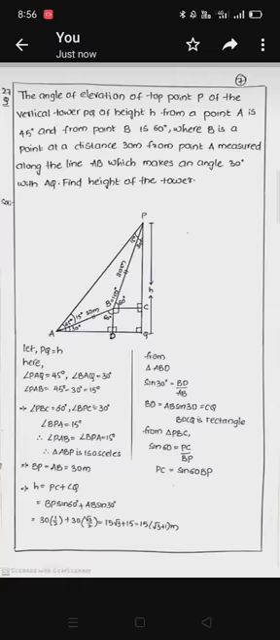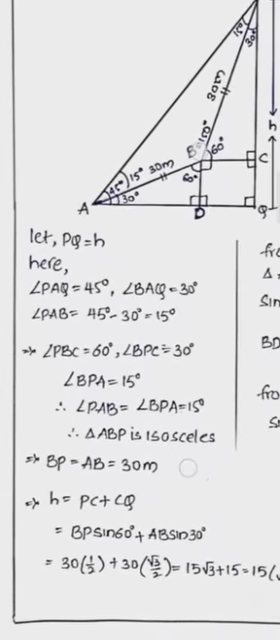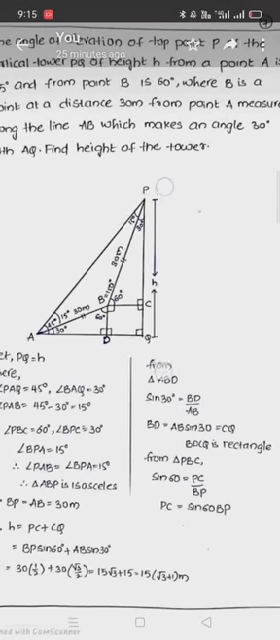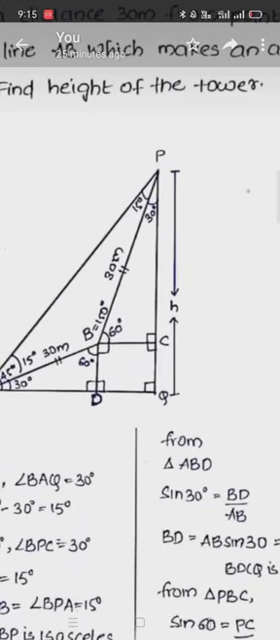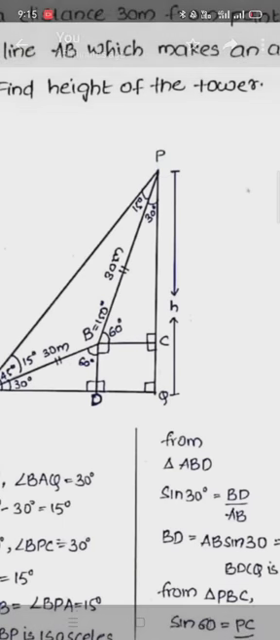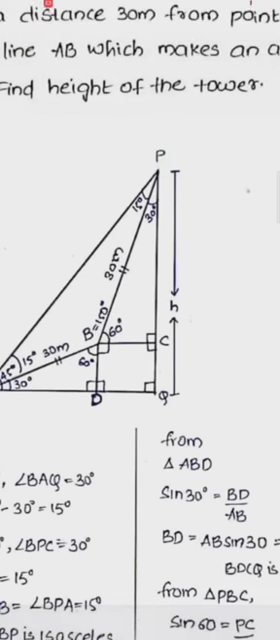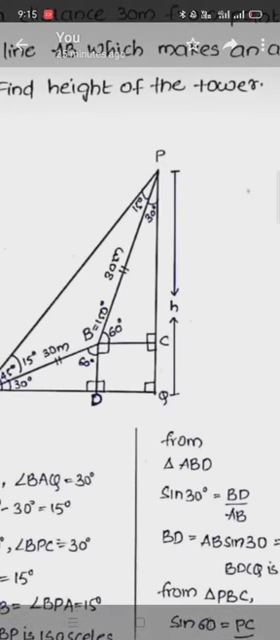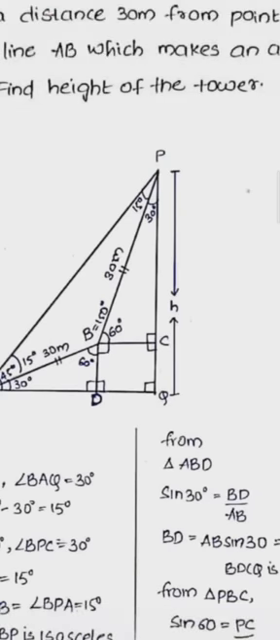Now we will move on to the solution. To find the length of PQ, the height H, it is partitioned into two parts: PQ equals CP plus CQ. So now we have to find the CP length as well as the CQ length. First of all, we will find the CQ length.